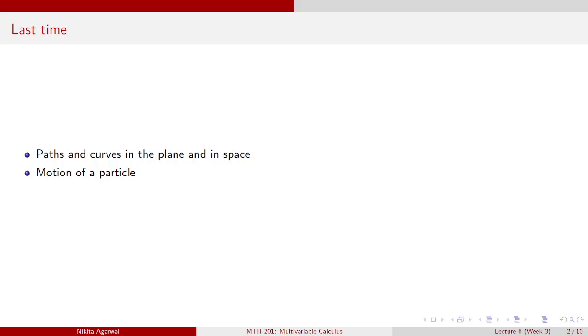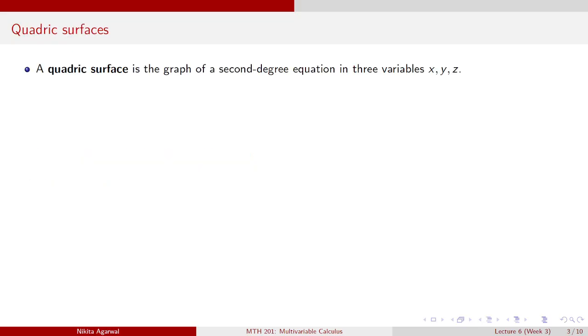In the last lecture we discussed paths and curves in the plane and in space, and we also looked at the motion of a particle using these concepts of paths and curves. So today we are going to first talk about quadric surfaces. A quadric surface is the graph of a second degree equation in three variables x, y and z.